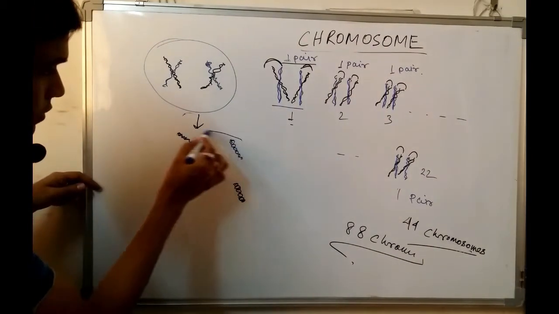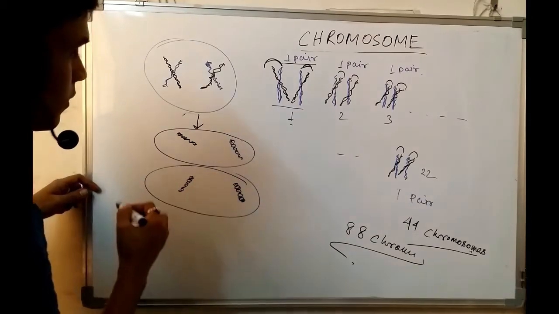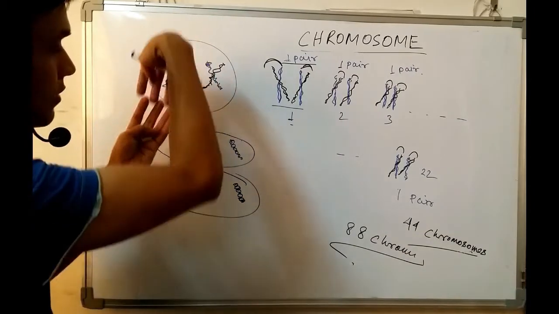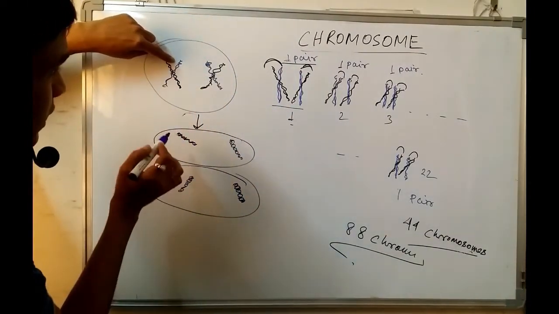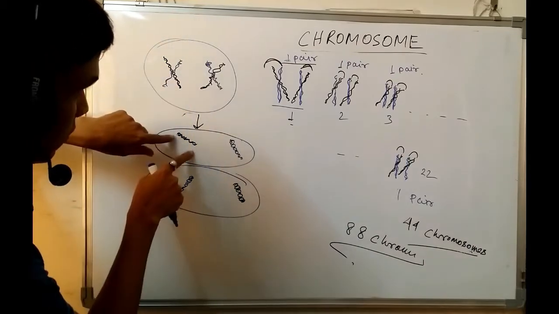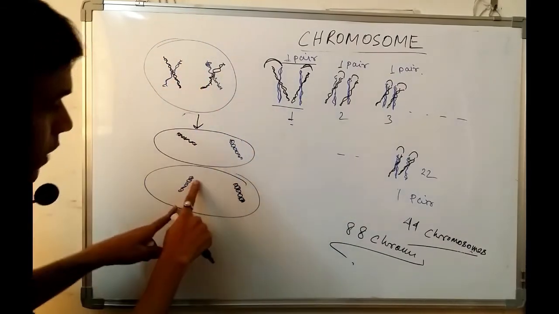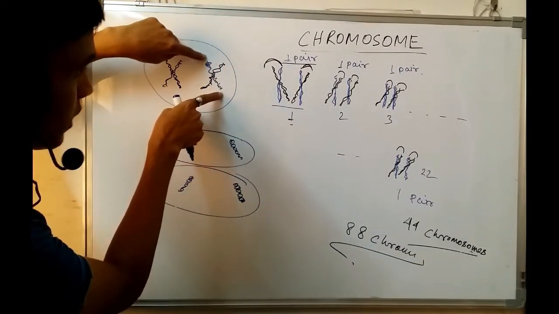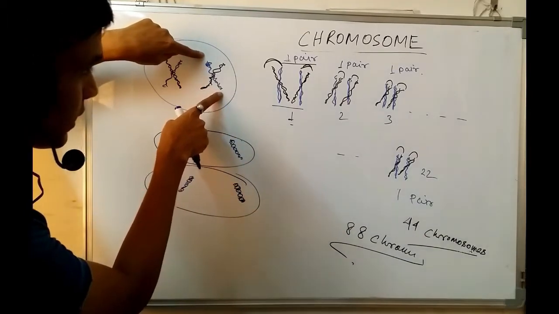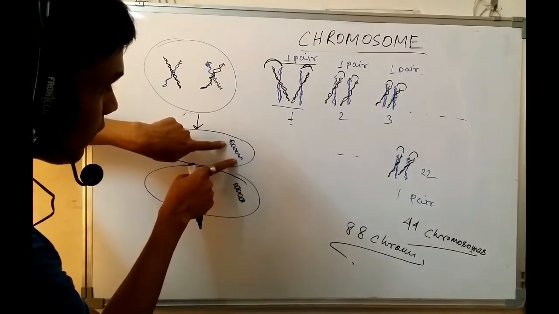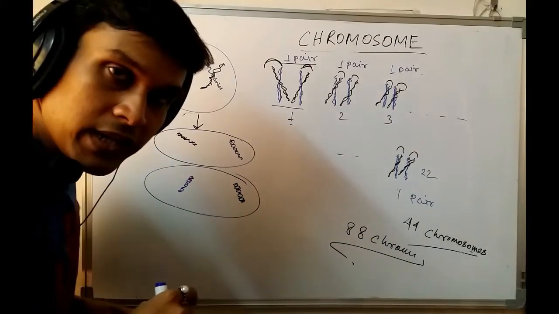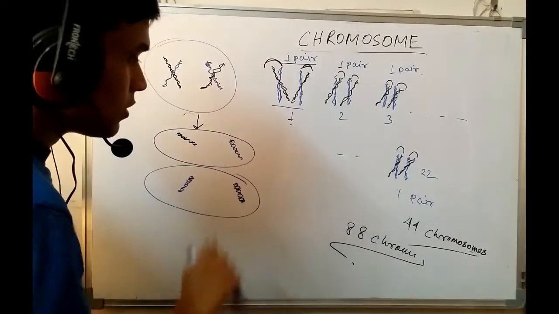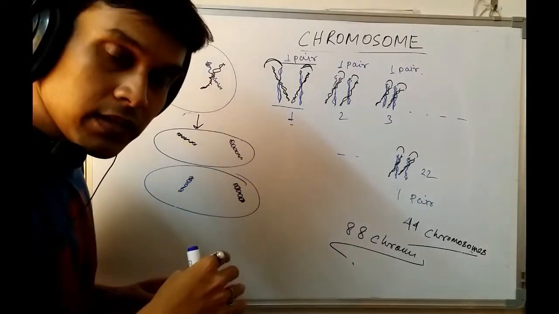So this is one cell and this is another cell, because they are separated during cell division. One cell contains one chromatid, another cell contains another chromatid. Likewise, this chromosome 1 also gets separated, and one cell contains one chromatid, another cell contains another chromatid. So you can assume that the chromosome number is now maintained.